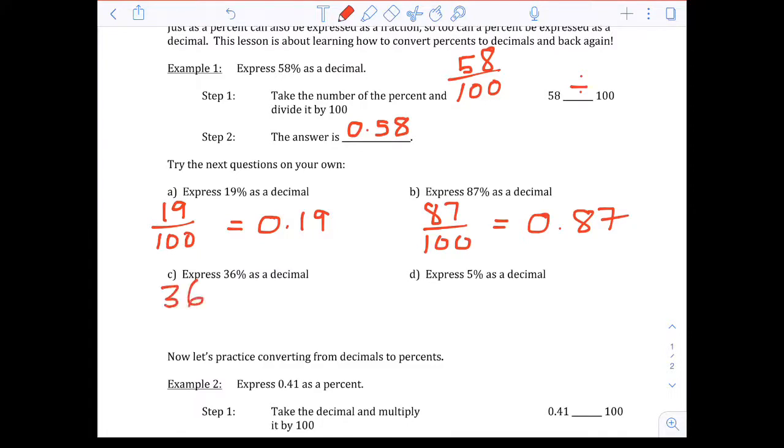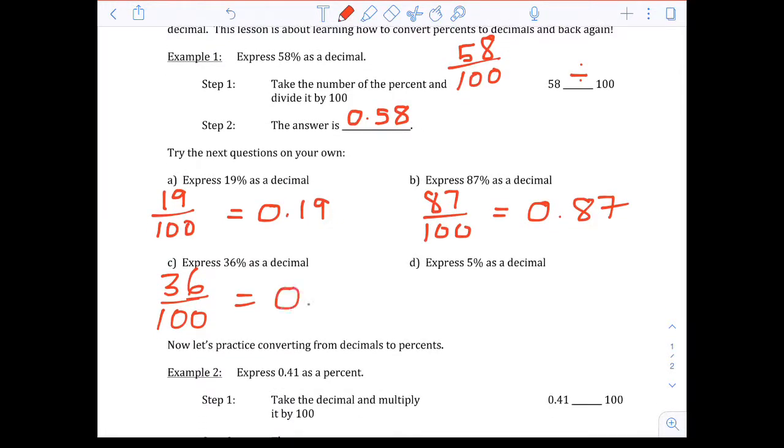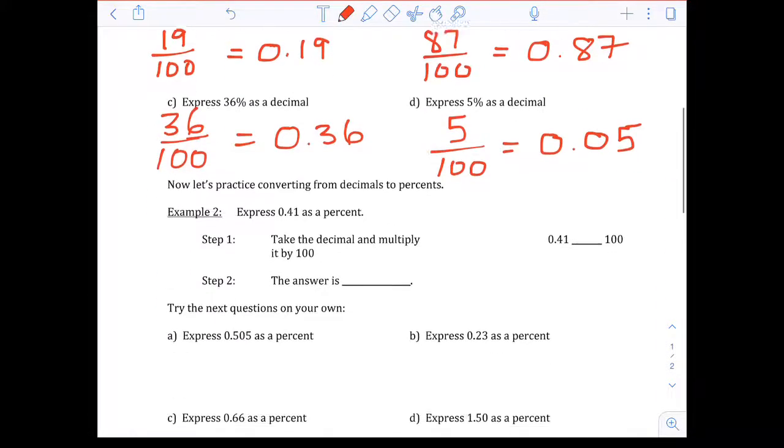36%. When I divide those, 0.36. And finally 5%. This one a lot of people seem to mix up. Would be 5 out of 100, and that's 0.05. Not 0.5. A lot of people think it's that, but that would be 50 out of 100, not 5 out of 100.